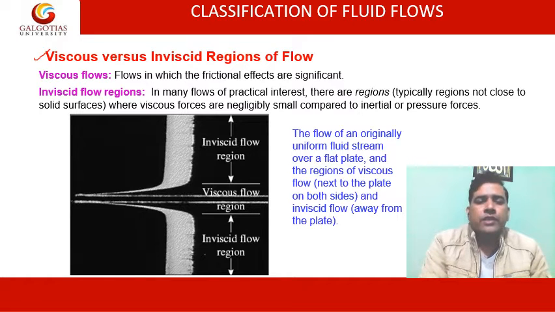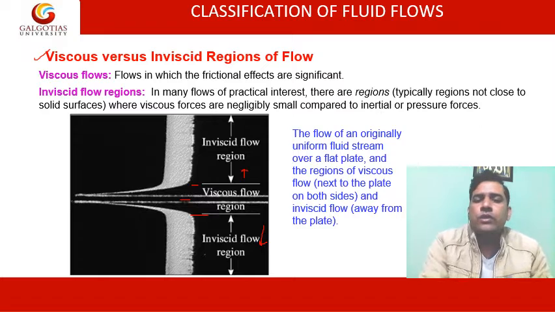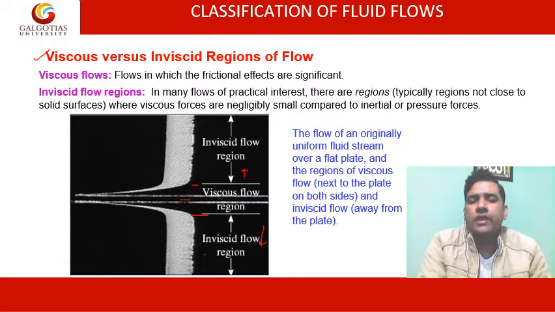As you can see in this figure, this is a plate. The fluid flow near this region is viscous flow, while the flow in this region is inviscid flow. This is an example of the flow of an originally uniform fluid stream over a flat plate, with a region of viscous flow next to the plate on both sides, and inviscid flow away from the plate.